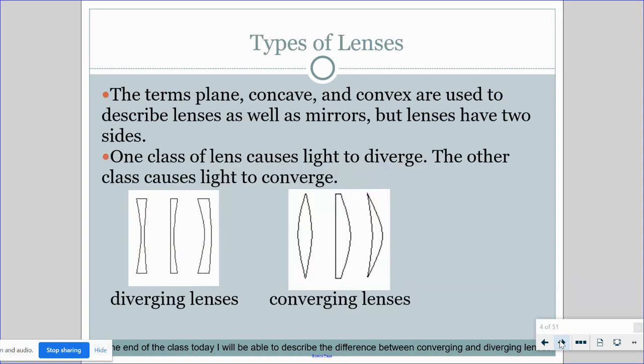The terms plane, concave, and convex are used to describe lenses as well as mirrors, but lenses have two sides. So one is the diverging lenses. They cause the light rays to spread out or diverge. They are thinner in the middle and thicker on the ends. The second class is what we call converging lenses. Converging lenses are thicker in the middle, thinner on the ends, and they all converge the light rays into one place.